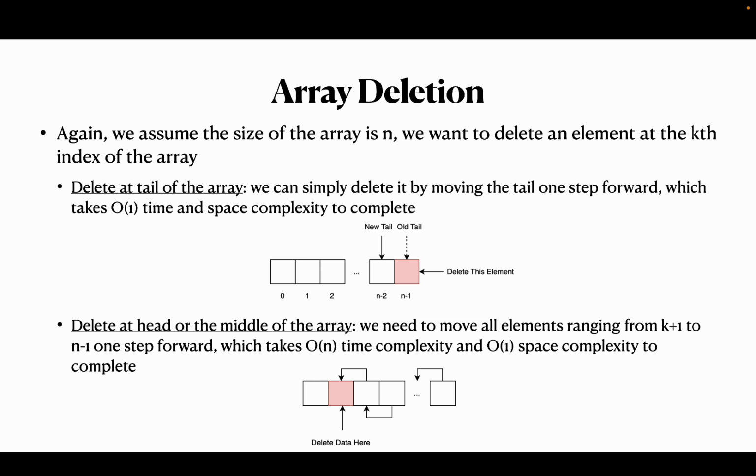What we can do is to simply delete it by moving the tail one step forward, which takes O(1) time and space complexity to complete. As we can see in the following picture, it's pretty straightforward.